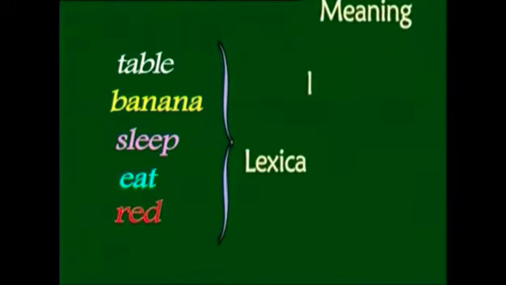Full words have some kind of intrinsic meaning. They refer to objects, actions, and qualities that can be identified in the external world, such as table, banana, sleep, eat, read, etc. Such words are said to have lexical meaning.